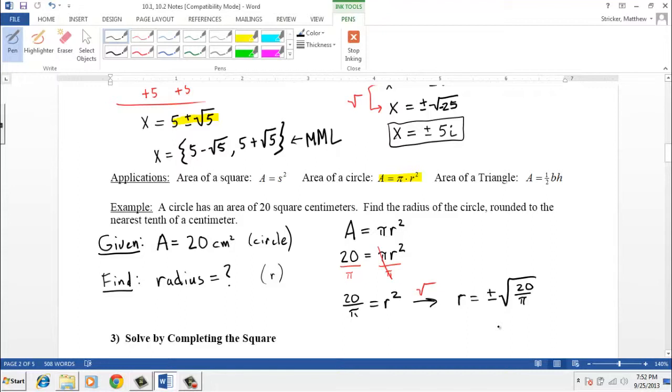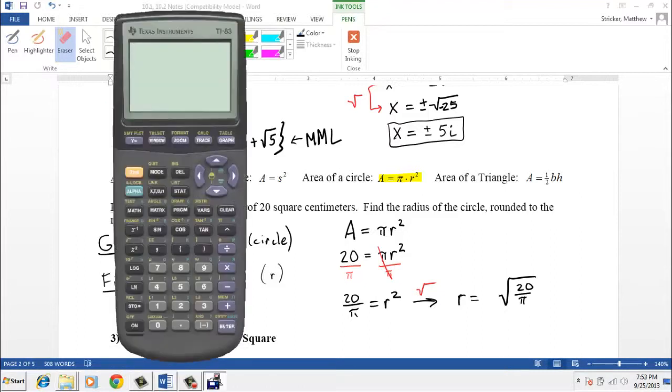Now if we're talking about a radius, which is a length, do we really want to consider the negative answer? And your answer to that question should be no. So we're not even going to do the plus or minus. Most application problems we're not going to consider the negative answer because it doesn't make sense when we're talking about distances. So then we should be able to even calculate this. Go ahead and pull out your calculator.